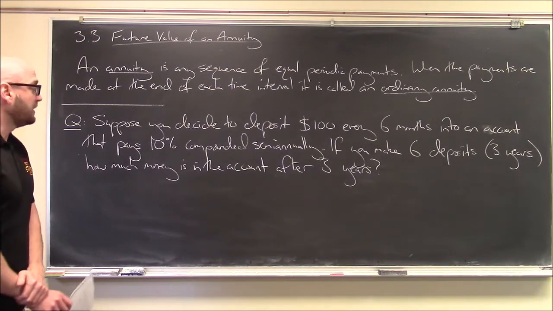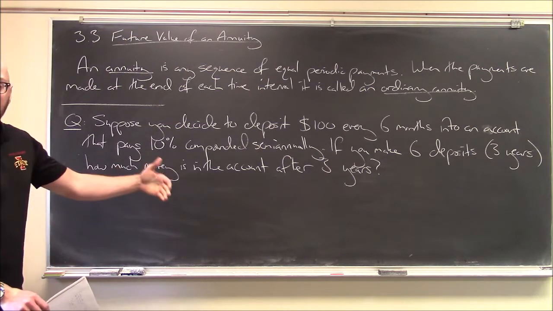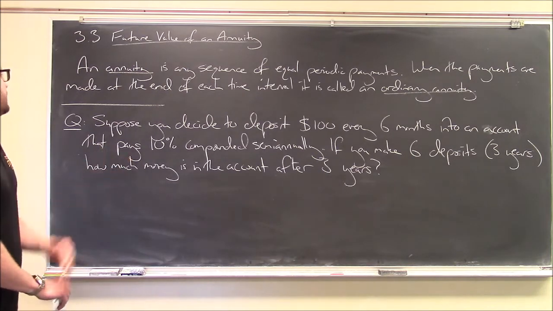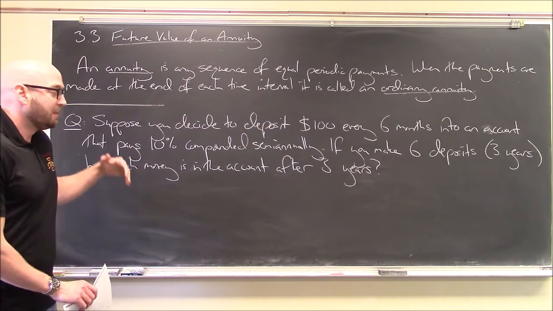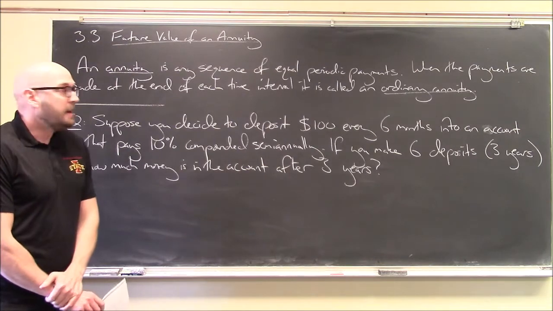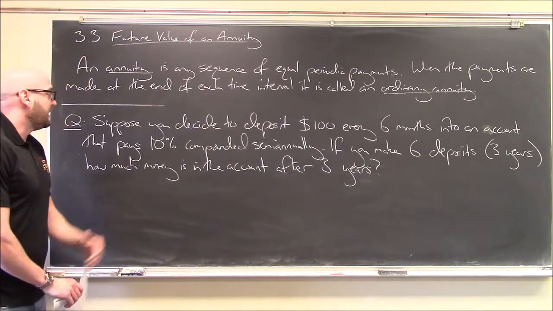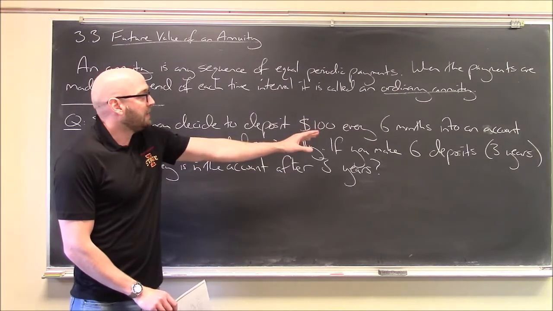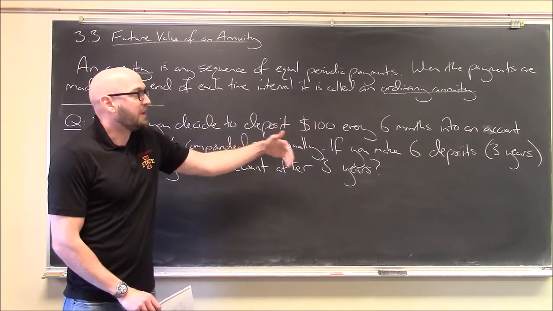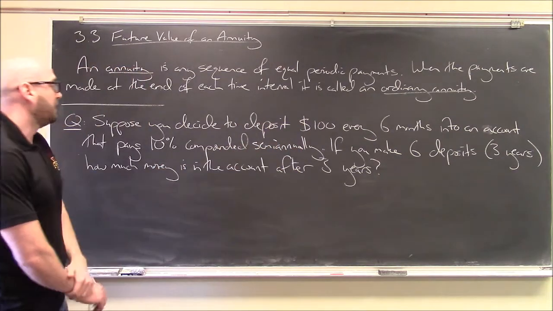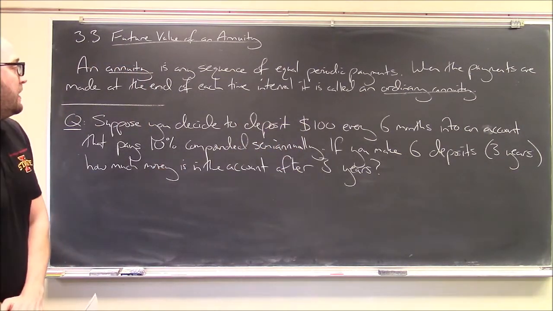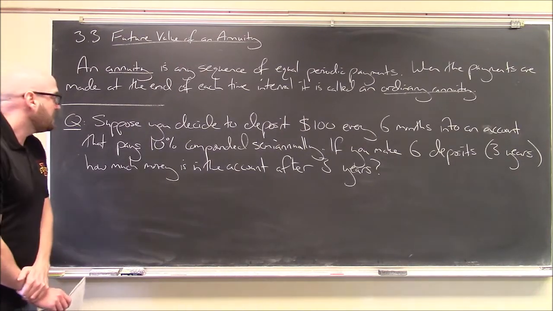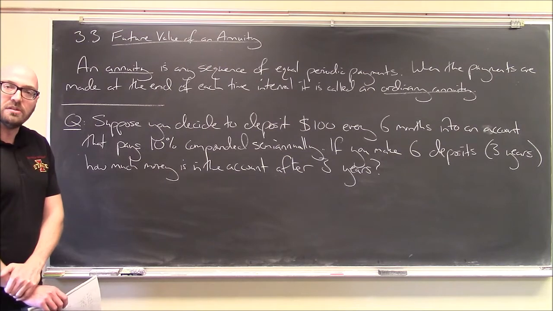And the question we're going to look at for starters is one very much like the one I just posed with the college fund. Suppose you decide to deposit $100 every 6 months into an account that pays 10% compounded semi-annually. So you're making semi-annual payments, and it's compounding 10% semi-annually. The question is, if you make 6 deposits, so 3 years worth of deposits, how much money is in the account after 3 years?